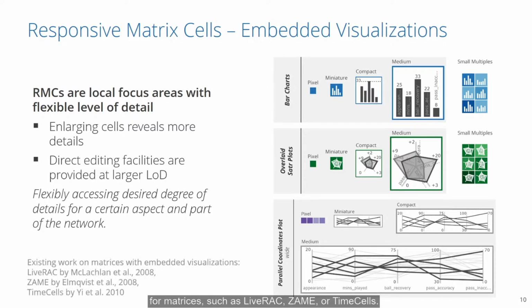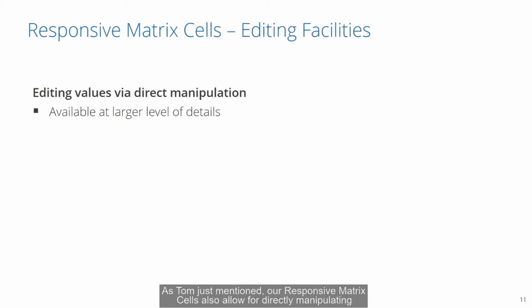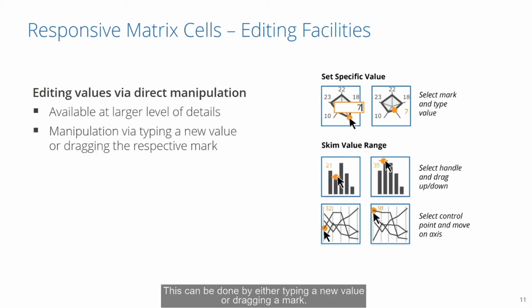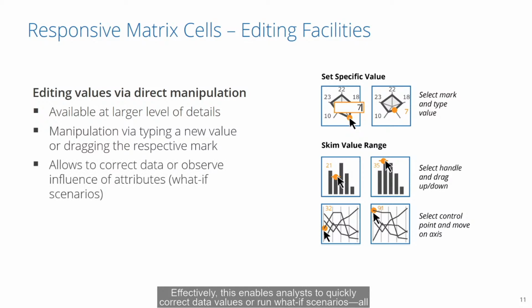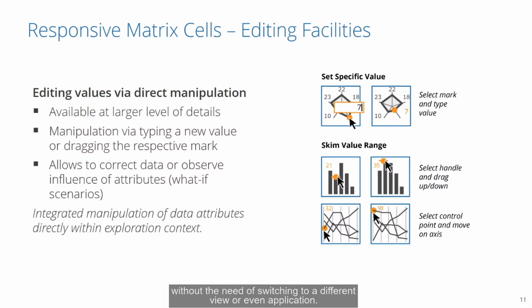For matrices, such as line-rate, sum, or time cells. As Tom just mentioned, our responsive matrix cells also allow for directly manipulating data attributes. This can be done by either typing a new value or dragging a mark. Effectively, this enables analysts to quickly correct data values or run what-if scenarios, all without the need of switching to a different view or even application.